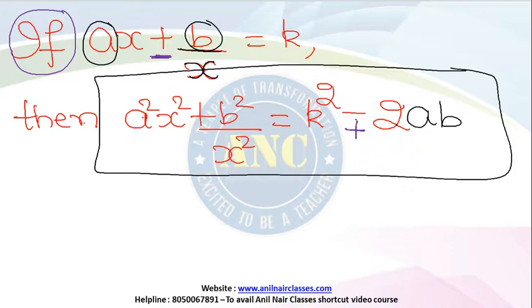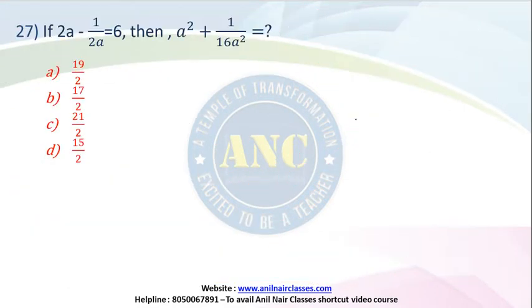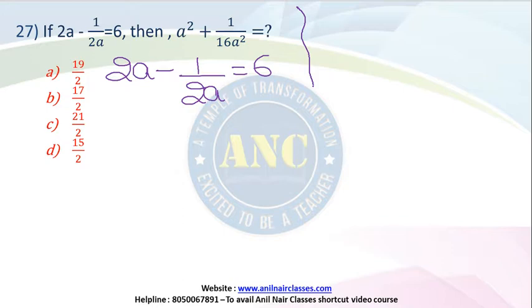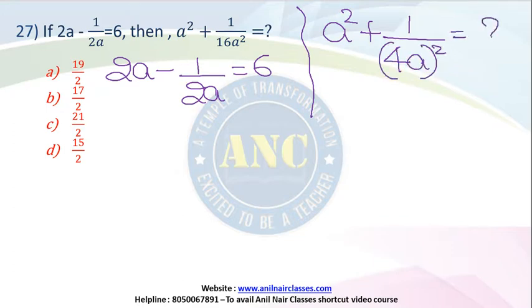Now see here, why did I discuss all these things? See this 27th question, you will understand this. The question says 2a minus 1 by 2a is equal to 6. What are they asking? A square plus 1 divided by 16a square. 16a square I will write as 4a whole square. This is what they are asking.